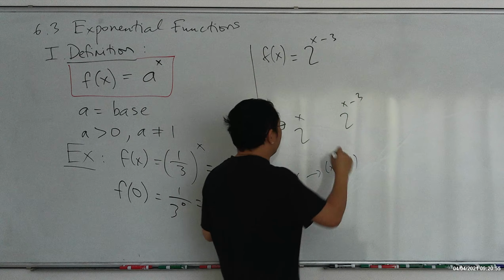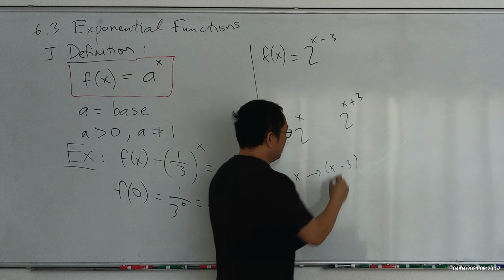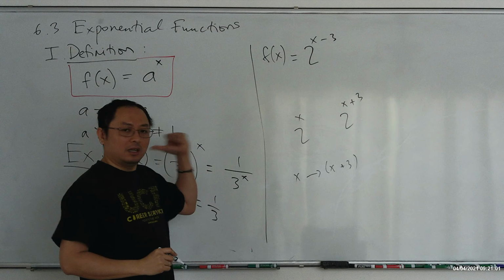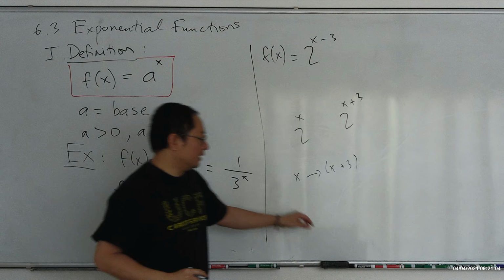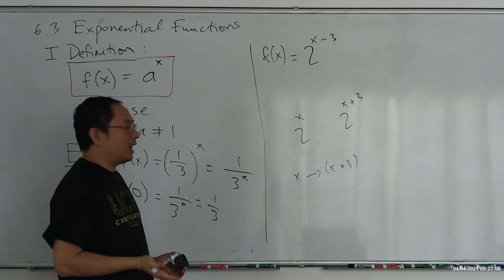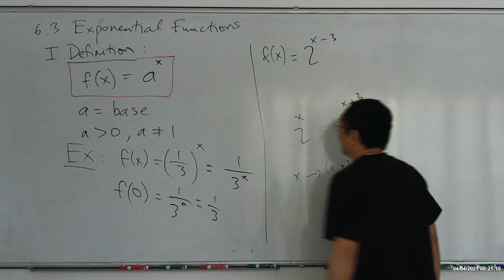Similarly, if I change x to x plus 3, what does it mean? The graph is shifted to the left 3 units. Okay, let's recall what we learned before. Graph transformation. We move up and down, left and right. And you can actually apply it here.